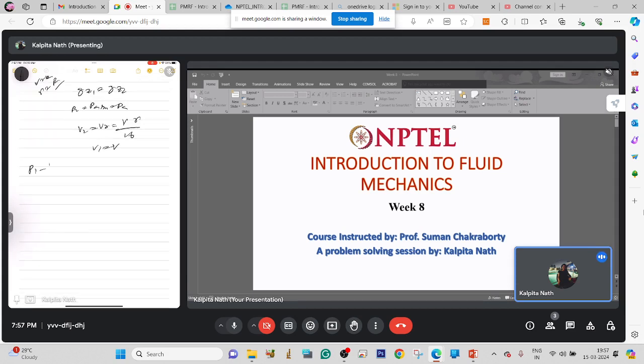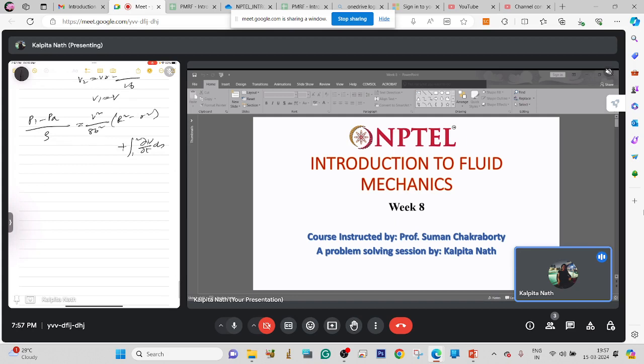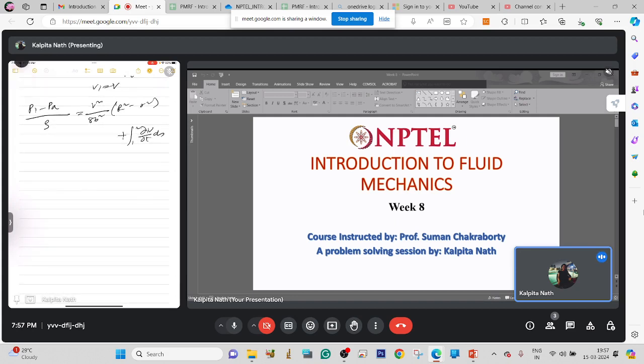Now if we put everything down, P1 minus PA is rho V square by 8B square, capital R square minus small r square, plus the integral from 1 to 2 of del V del t ds. Del V del t is equal to del VR by del t, and VR is equal to V R by 2B, where B is a function of t.